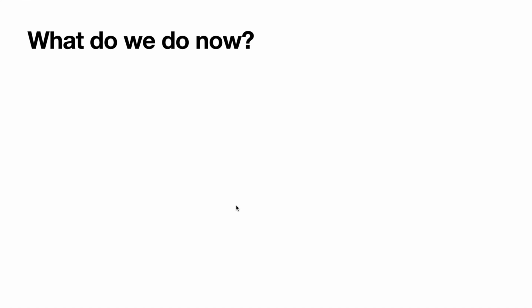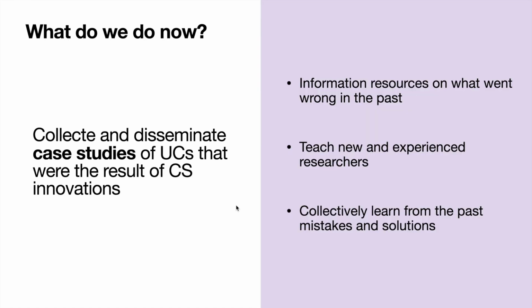With our findings, what do we do now? We propose to collect and disseminate case studies of UCs that were the result of CS innovations. Specifically, this could be an information resource on what went wrong in the past, and this resource could also help teach new and experienced researchers to collectively learn from not only the past mistakes, but also the solutions.